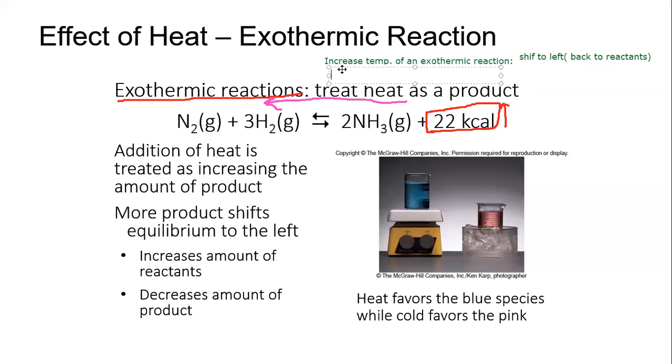But if we decrease the temperature of an exothermic reaction, then what we're doing is removing heat, and heat is a product. So therefore, since we're removing a product, it's going to shift to make more product. So it's going to shift to the right, back to products.